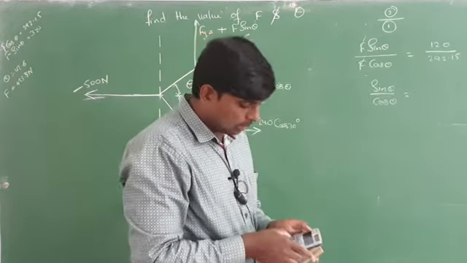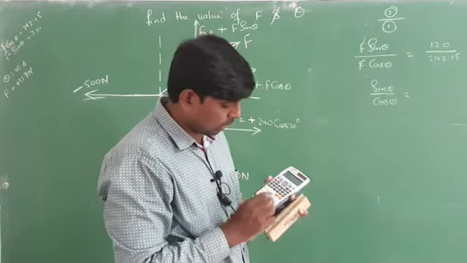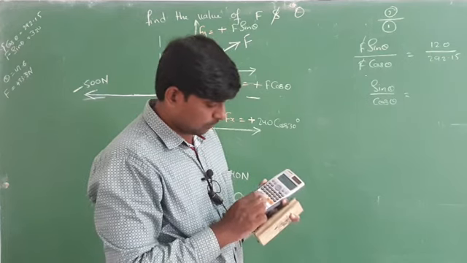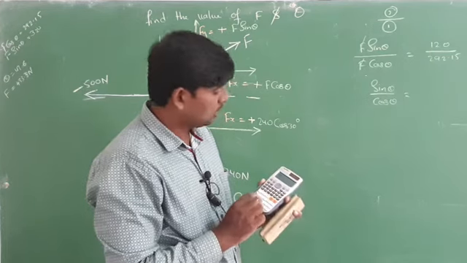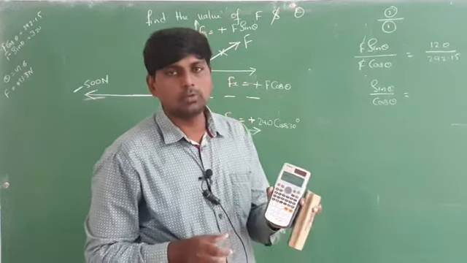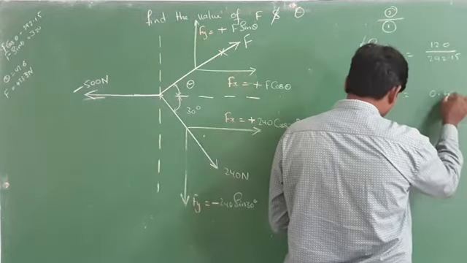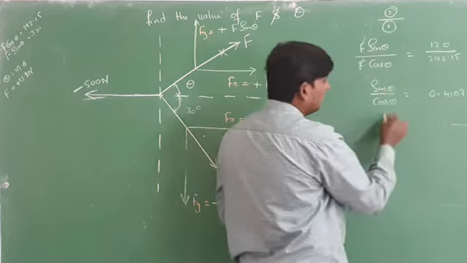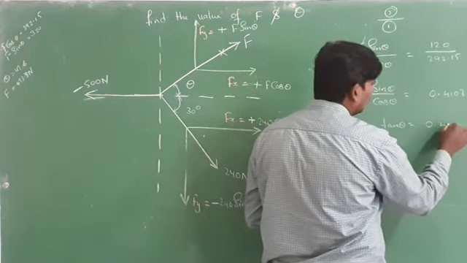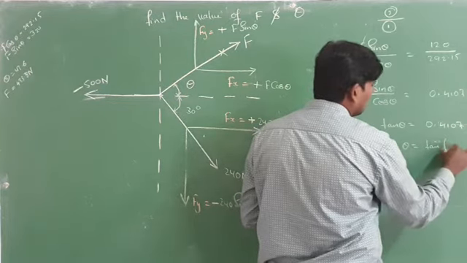120 divided by 292.15, using the fraction button. How much do you get? 0.4107. Sin by cos is tan theta. Tan theta is 0.4107. Then theta is equal to tan inverse of 0.4107.